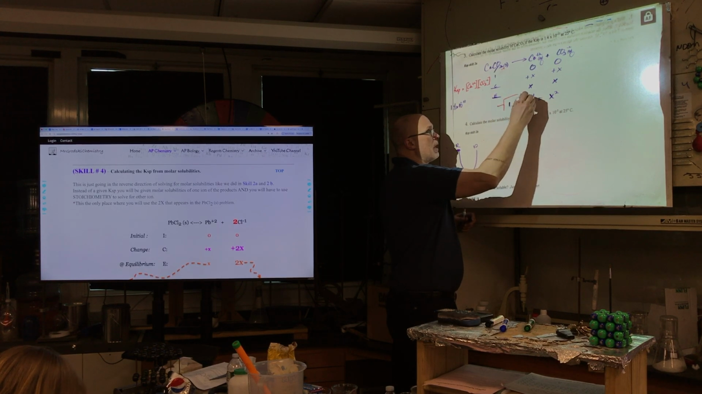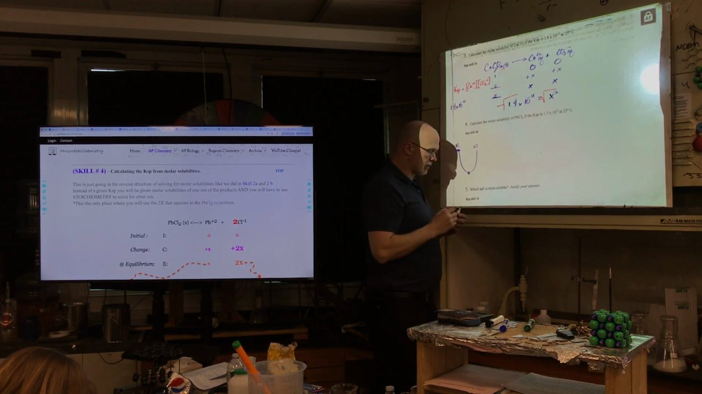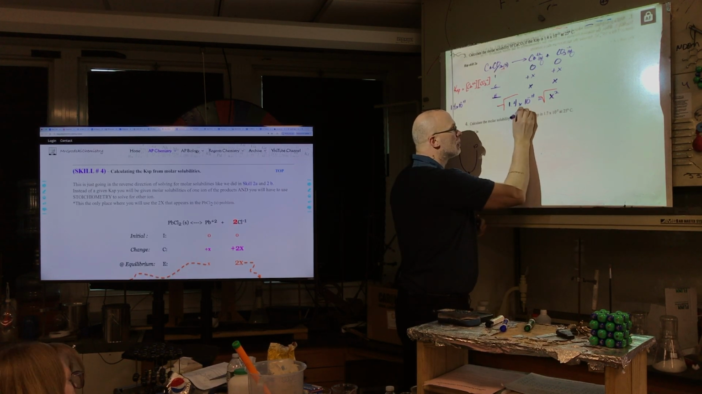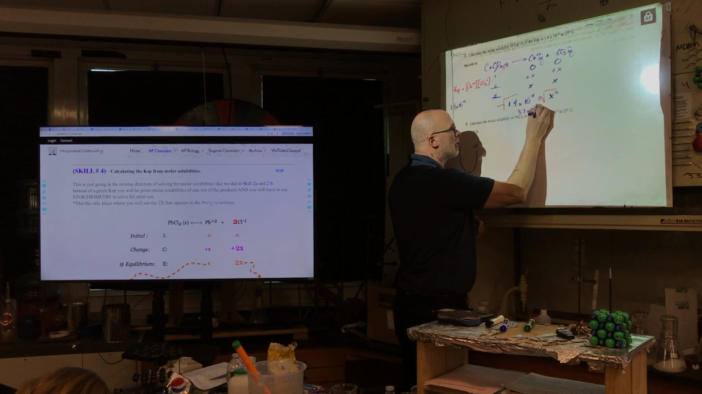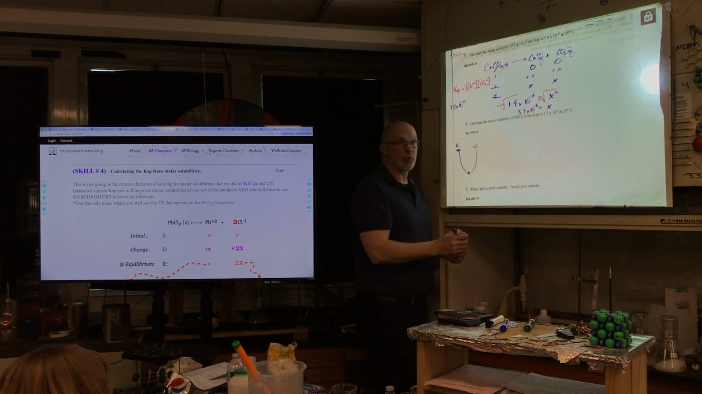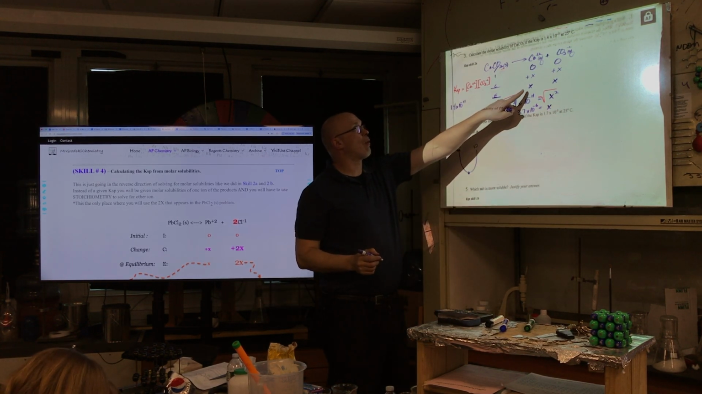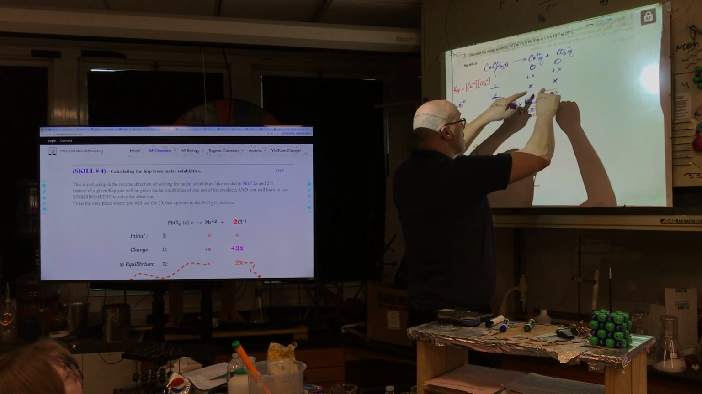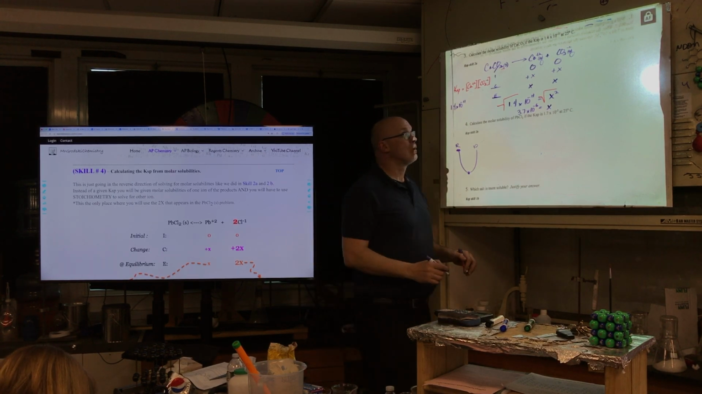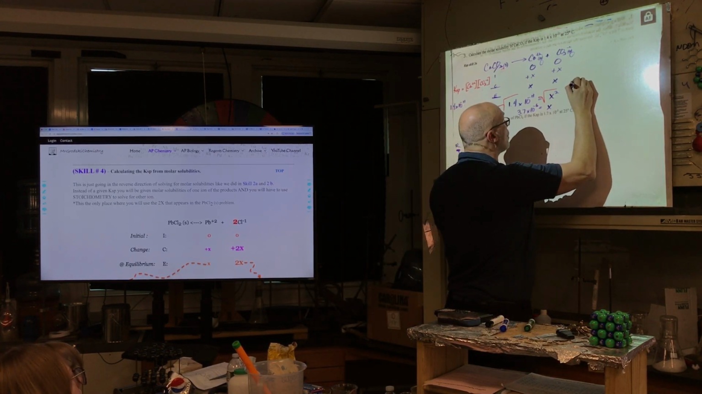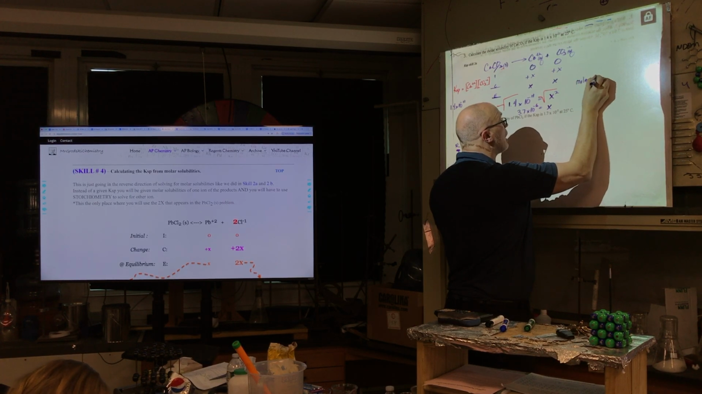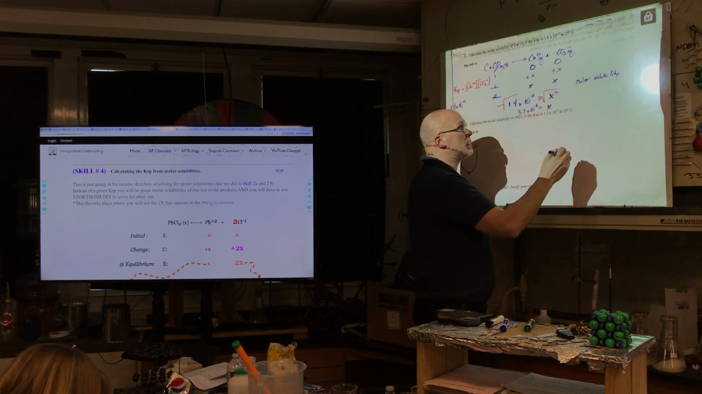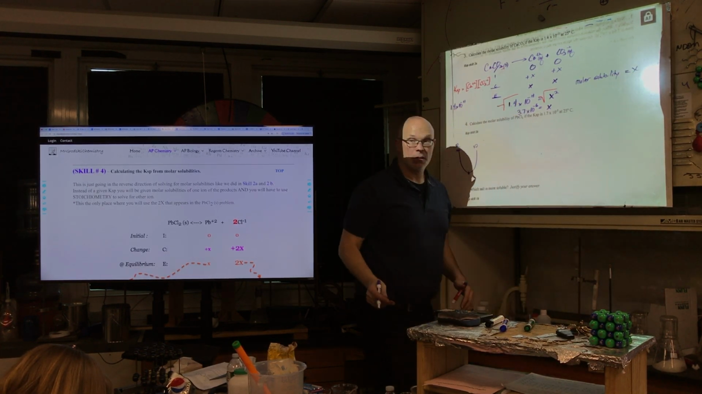We're going to square root both sides. What do you get for X? 3.7 times 10 to the negative 6. Anybody back that up? Okay, now what did we just solve for? We solved for the molarity at equilibrium for either one of these two. What do we call that? We call that the molar solubility.